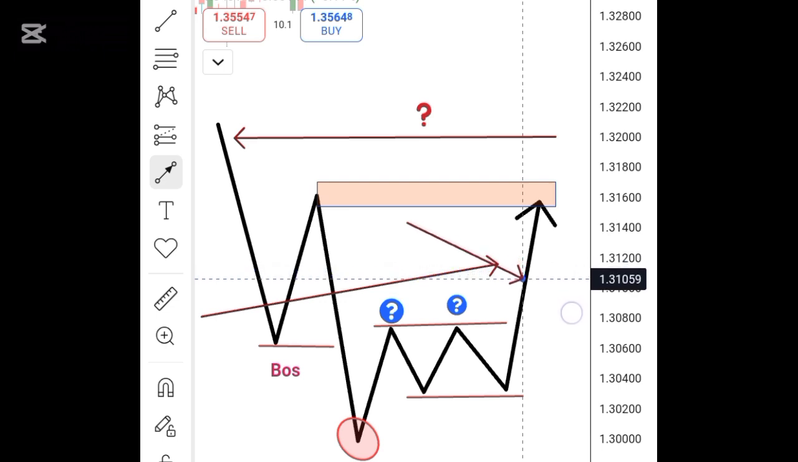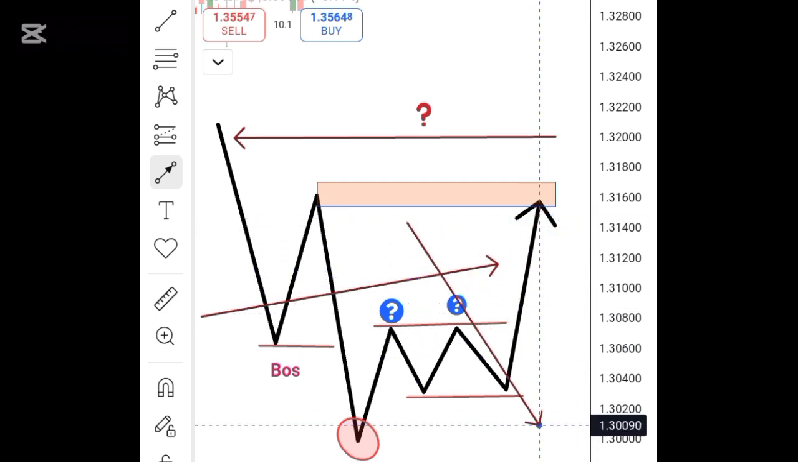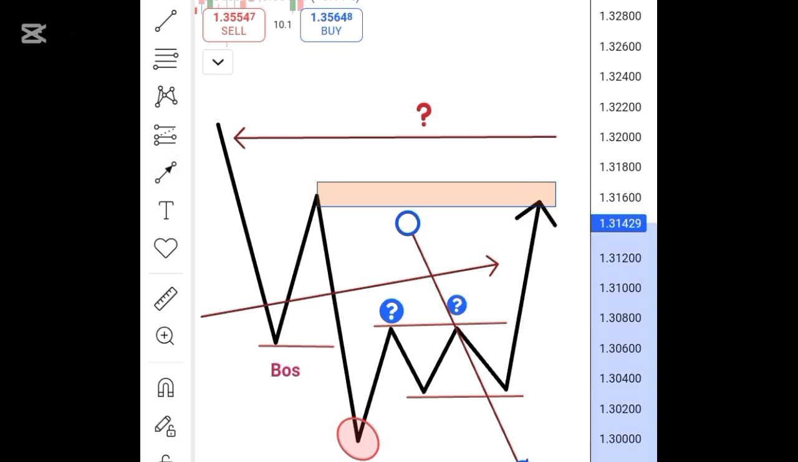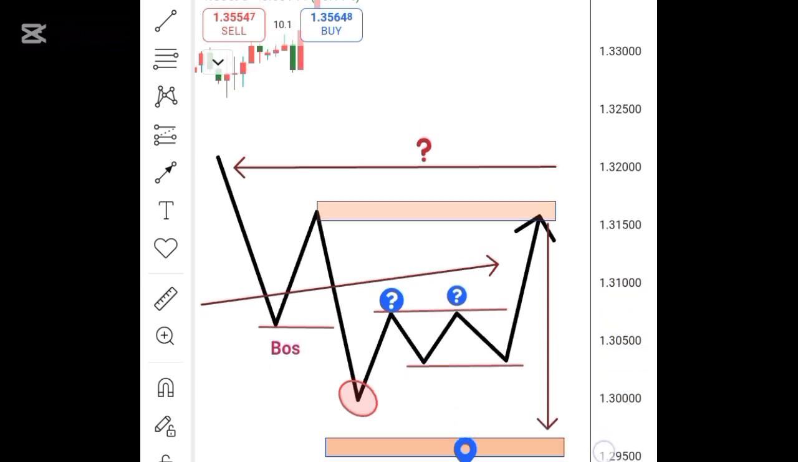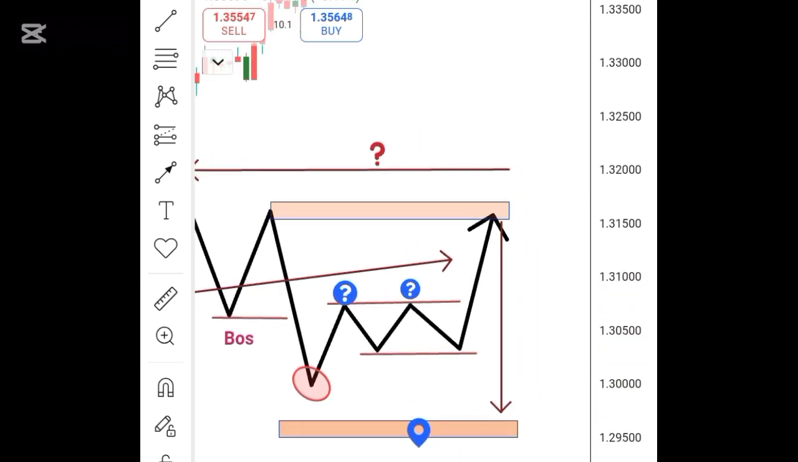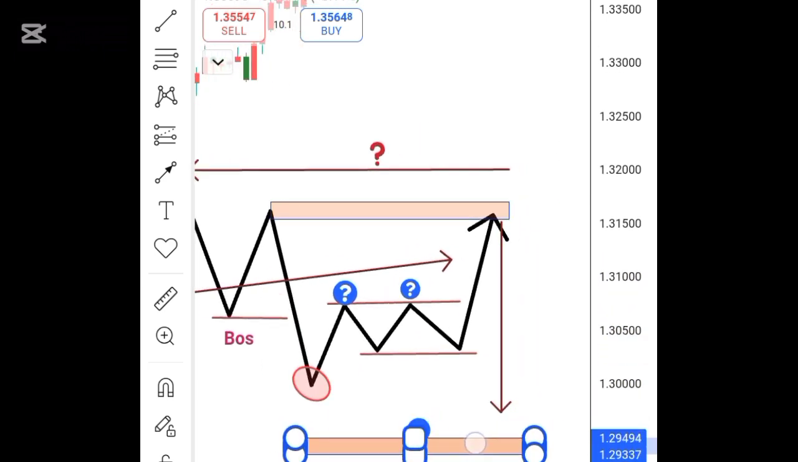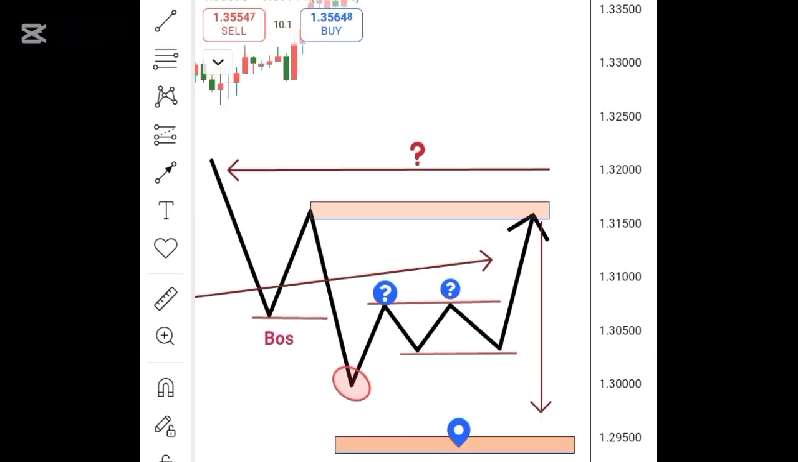So therefore, once this market comes down from the unmitigated supply zone, it's going to TP another unmitigated demand zone from below. So that is what this market is going to do. This is the buy, this is a sell scenario. Let us take the buy scenario.